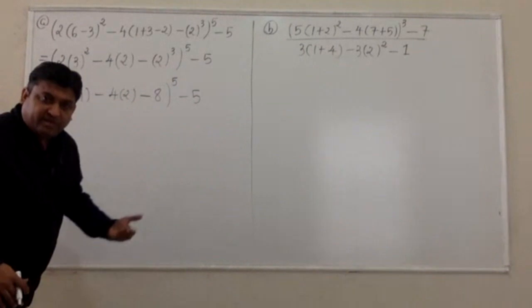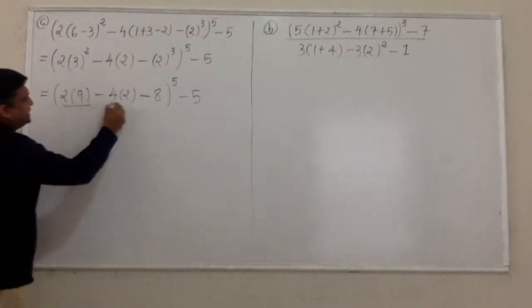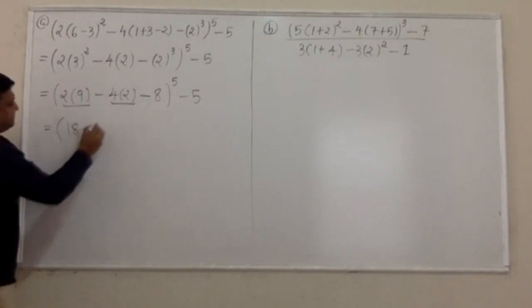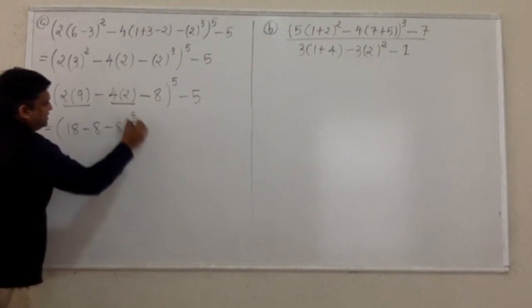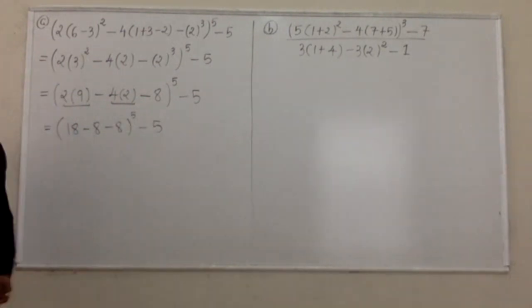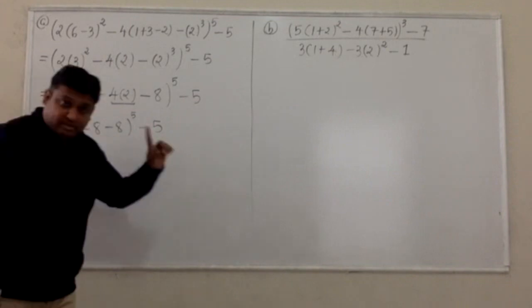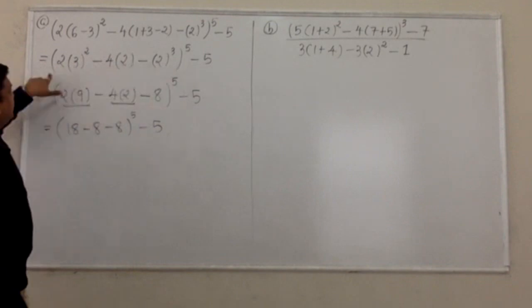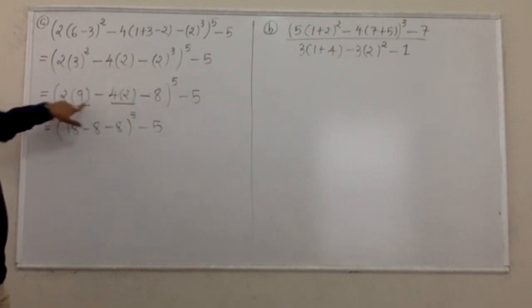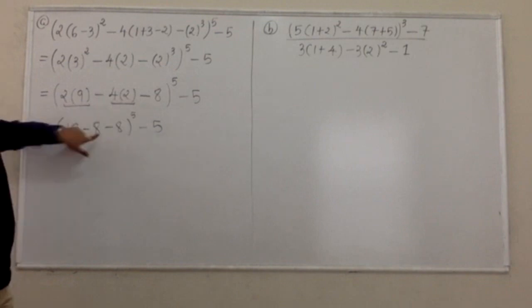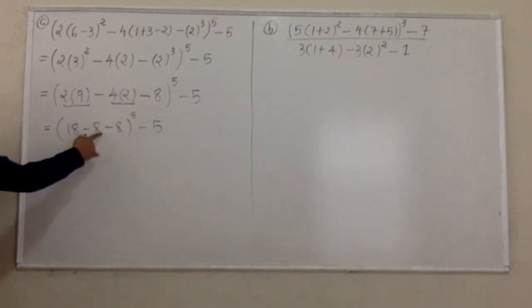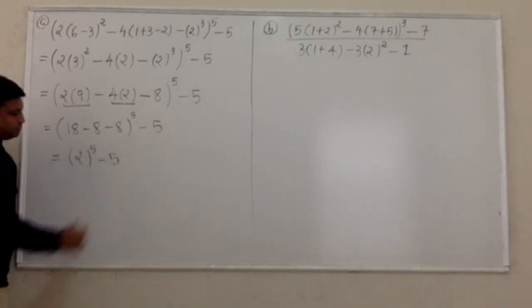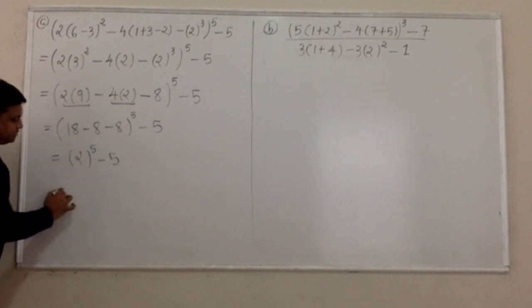Now multiplication and division. Look, I have multiplication here, and this is good. Look, 18 minus 8 minus 8 to the 5 minus 5. All right. Remember, I calculated powers first to simplify expression in that outer parenthesis, and then I did multiplication next. Now addition, subtraction. 18 minus 8 minus 8, that is 2. All right. 2 to the power 5 is 32.